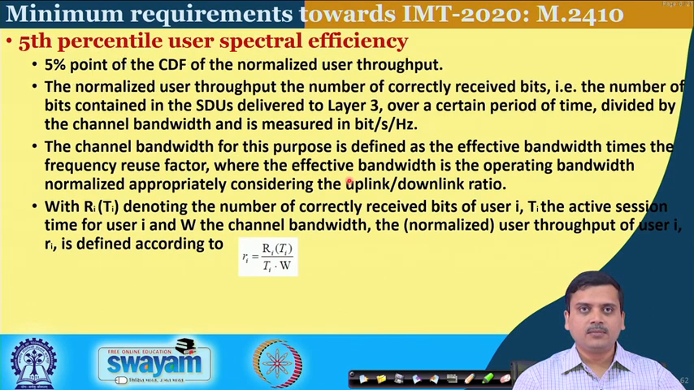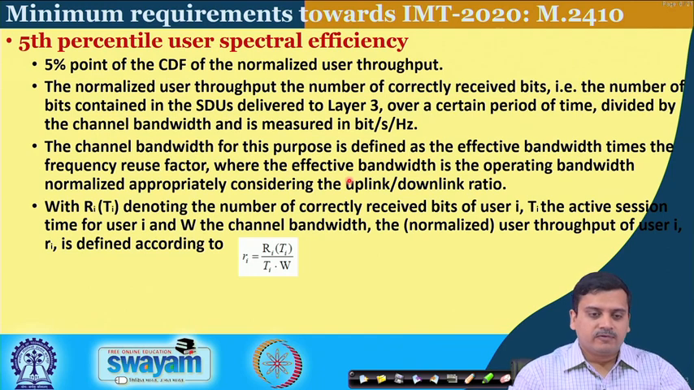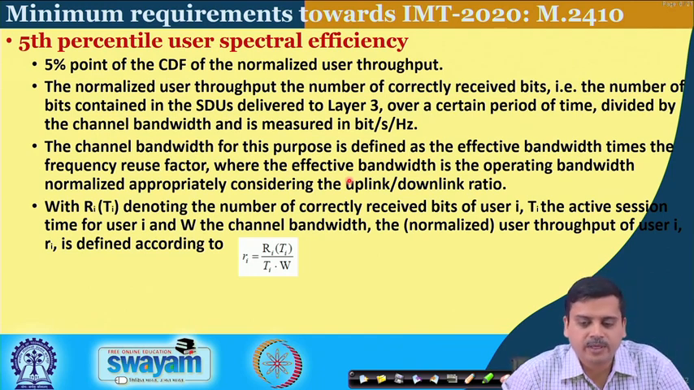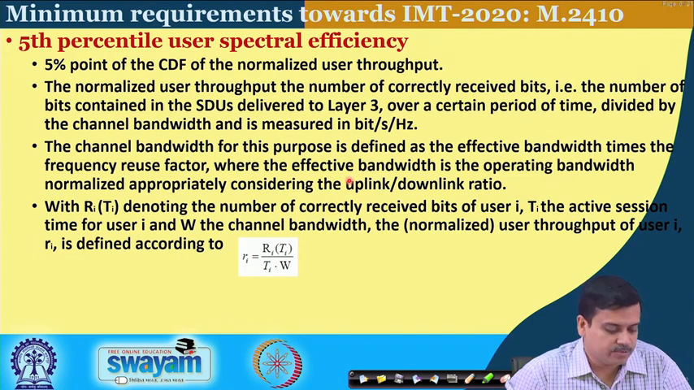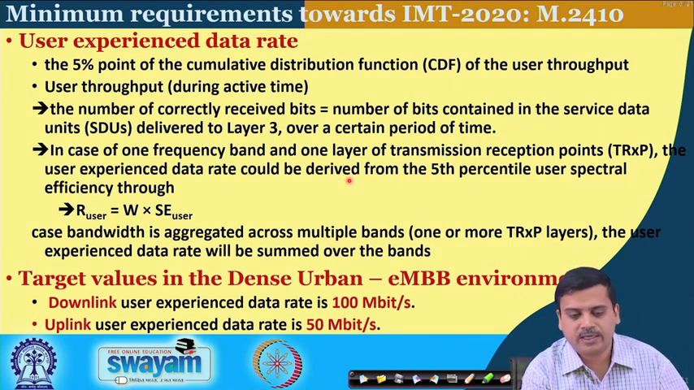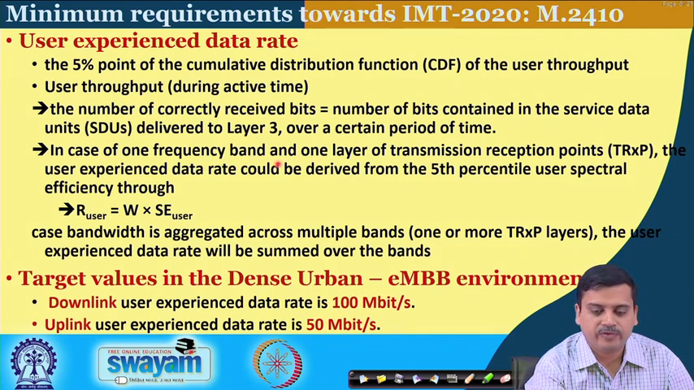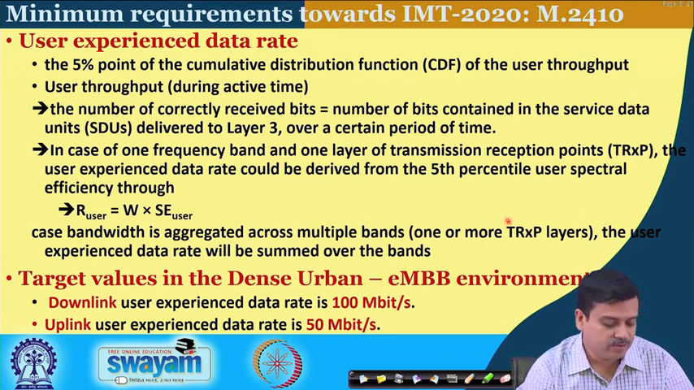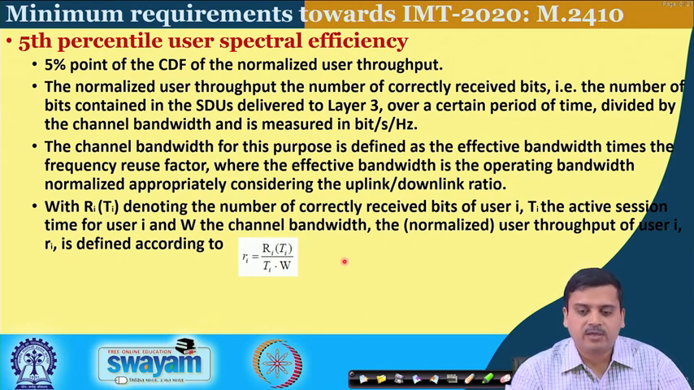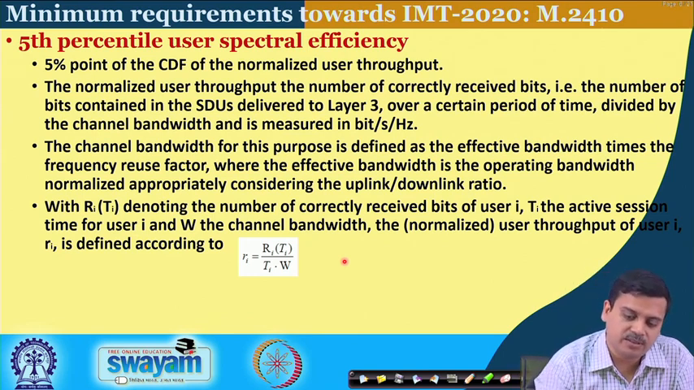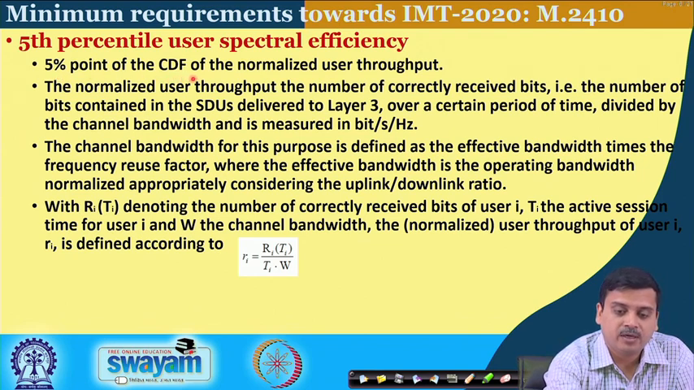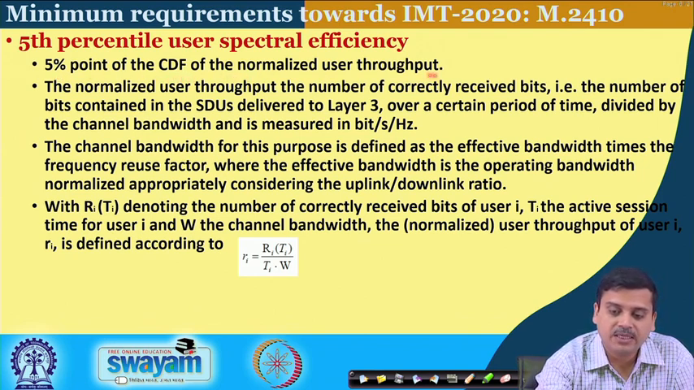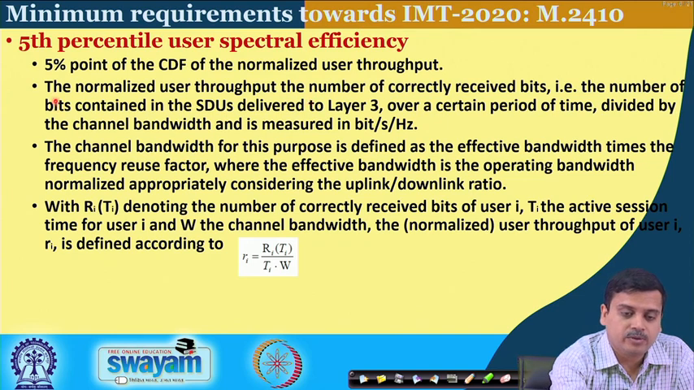So, moving on further, in the previous definition we had referred to the 5th percentile user spectral efficiency. As was given over here, in case of one frequency band, the user experience data rate could be derived from the 5th percentile user spectral efficiency. So, let us look at that particular definition. Rather, this is the more fundamental definition: the 5th percentile point of the CDF of the normalized user throughput. Okay. So, let us look at that.